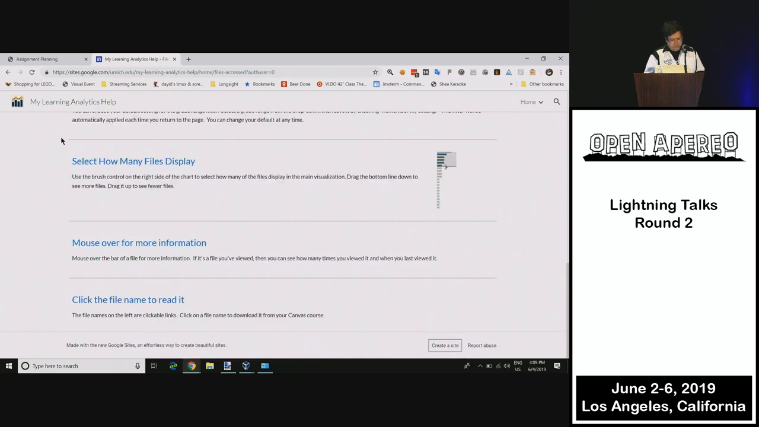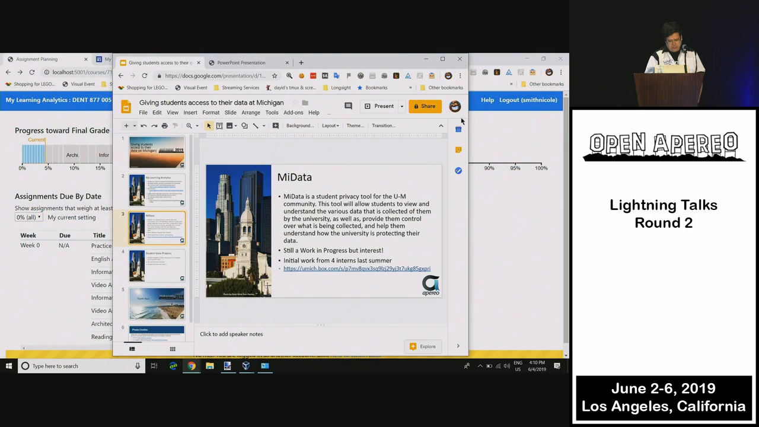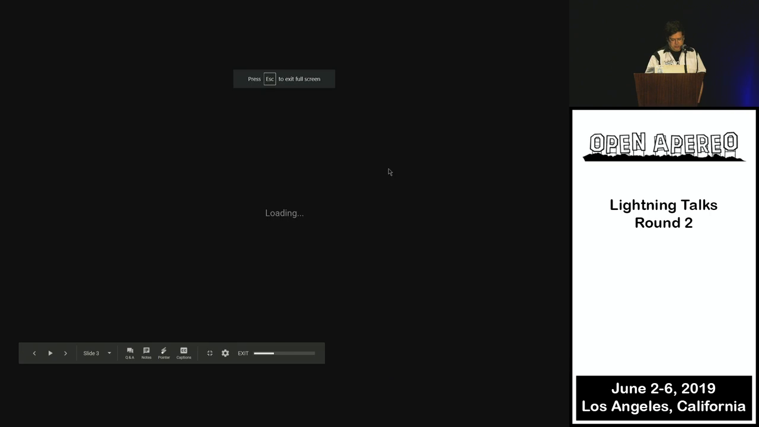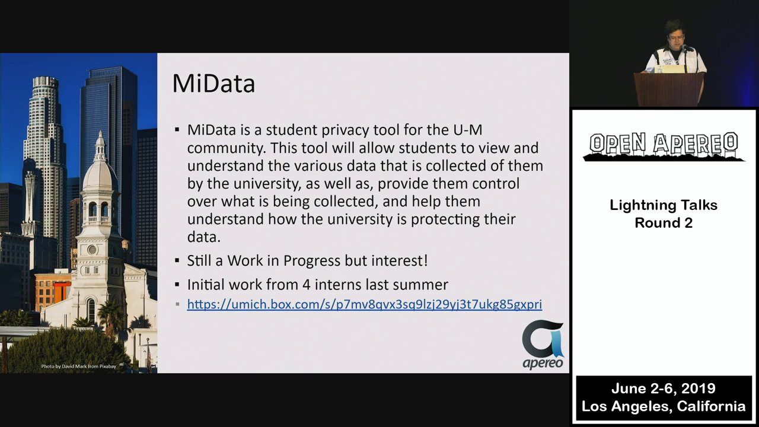A lot of people have been using those kinds of tools too. We're going to add support for more things than files, so if you're watching videos, for example. It's all based on Caliper, that files view. The next project that we have been working on, we had interns last summer working on, is called My Data. It's a privacy tool for the U of M community. It allows students to view the data that we've collected on them. It's still a work in progress, but there was work from four interns last summer.